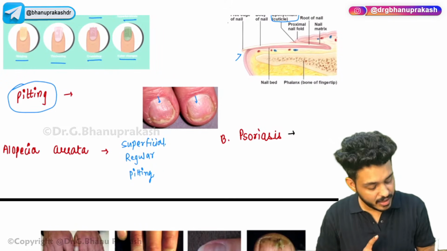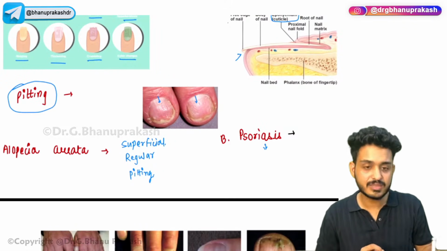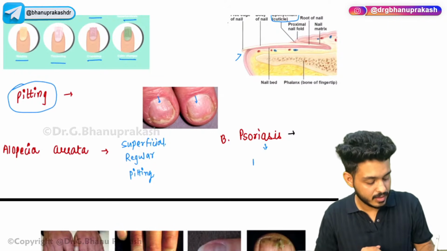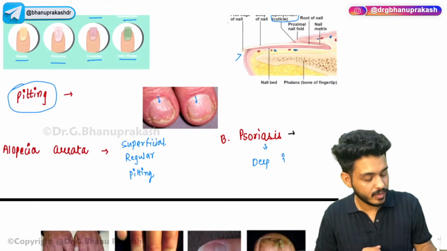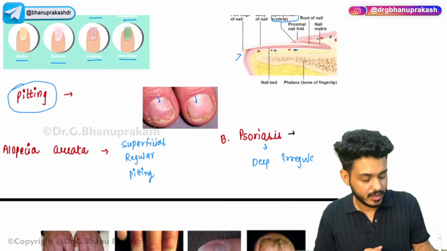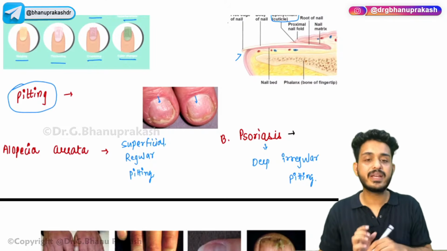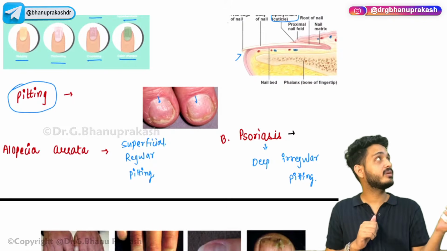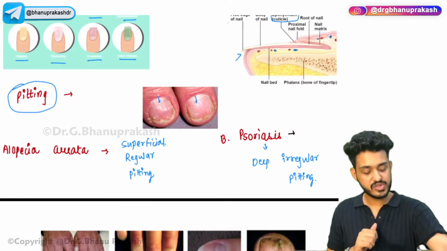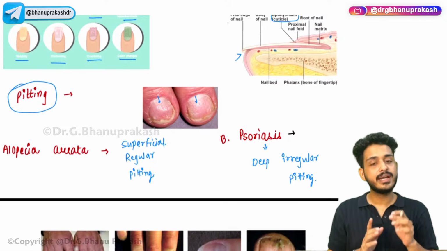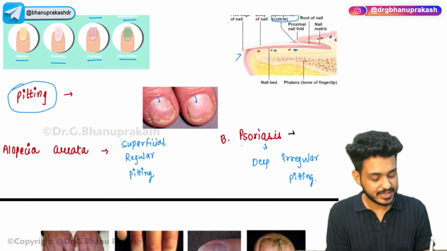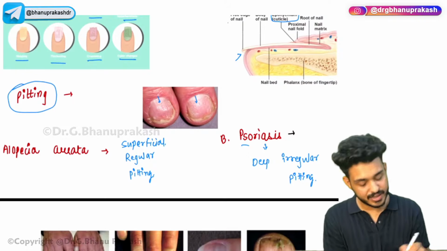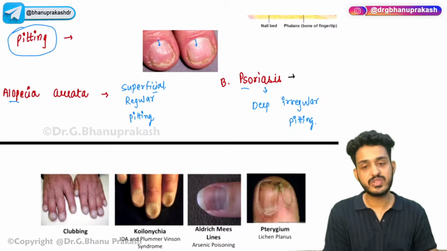Okay, second, psoriasis. In psoriasis, bacho, you will be seeing deep irregular pitting. Deep and irregular pitting is the feature of psoriasis. Okay, so these two terminologies you have to remember. One is superficial regular pitting, second one is deep irregular pitting. Psoriasis mein you will be finding deep irregular pittings. Alopecia you will be having superficial regular pitting.